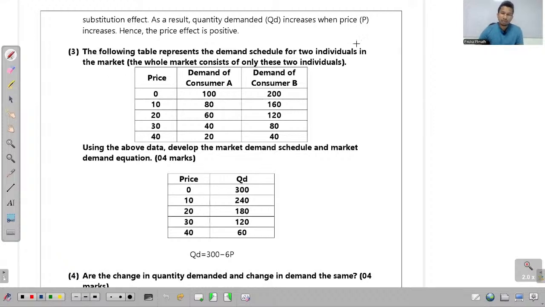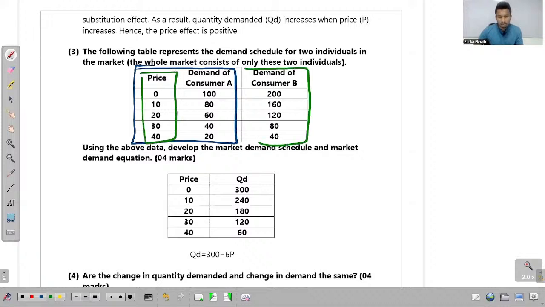It says the following table presents the demand schedule for two individuals in the market. So this is the demand schedule of the consumer A, and here you see the demand schedule of the consumer B. And within brackets, I have mentioned that this entire market consists of these two individuals. And by giving this data, I ask you to develop the market demand schedule and the market demand equation.